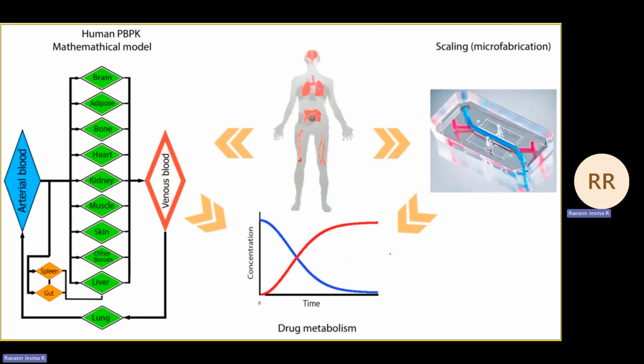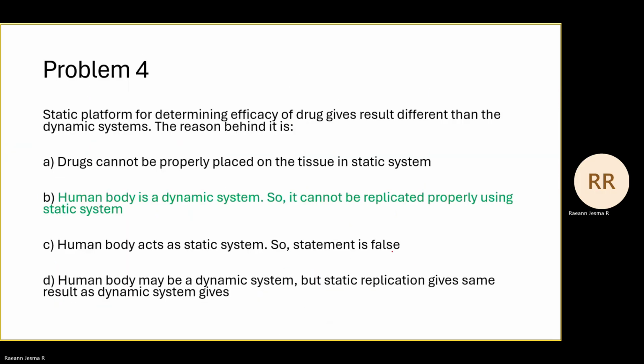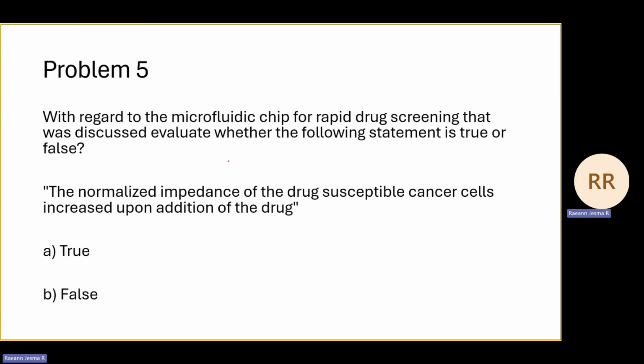So this happens in a human body. In order to study this dynamic system, we need to have a model which is also dynamic in nature. Then only we'll be able to closely study the human body system. So is this clear? That's why human body is a dynamic system and it cannot be replicated properly using a static system. Now let us move on to next problem, problem 5.